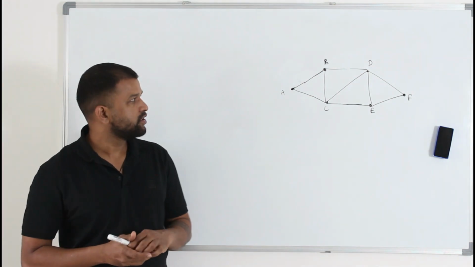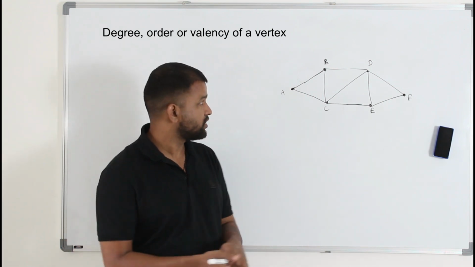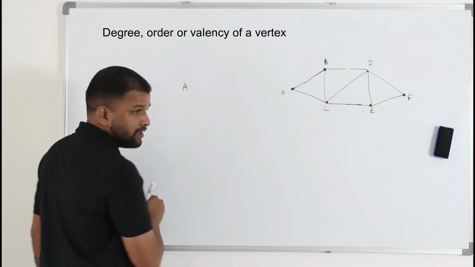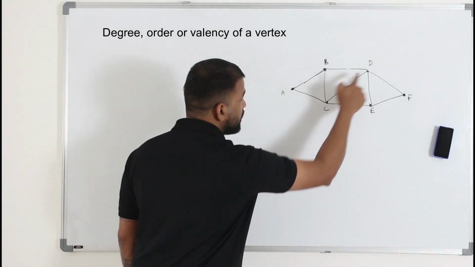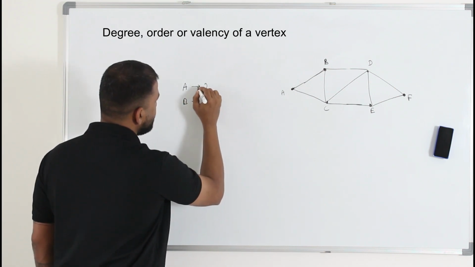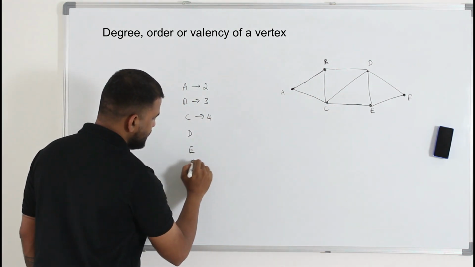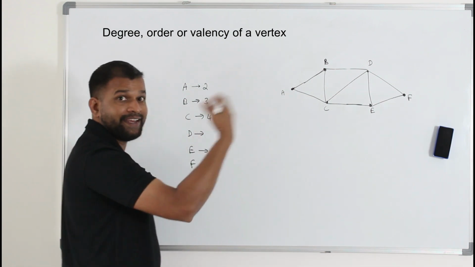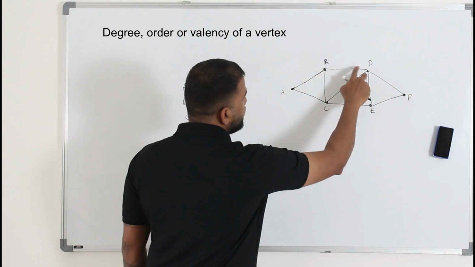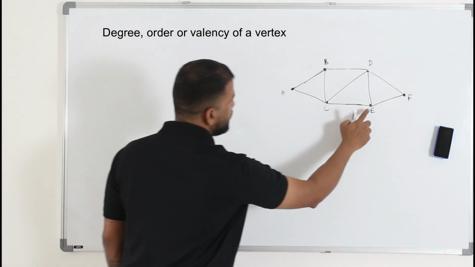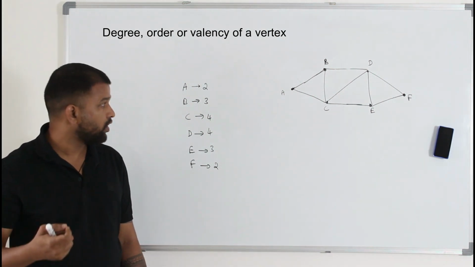Now the next thing you're going to learn is called the degree of a vertex. It can be called degree or order of a vertex or valency of a vertex. For example, if you take A, there are two edges joining A, so the degree of A is 2. So for every vertex, you can find the degree. For B, it's 3, C is 4, and then D, E, F. You can find the valency or order or degree of every vertex by counting the edges joining the vertex. So for D, it's 4, for E it's 3, for F it's 2. That's the degree or valency or order of vertices.